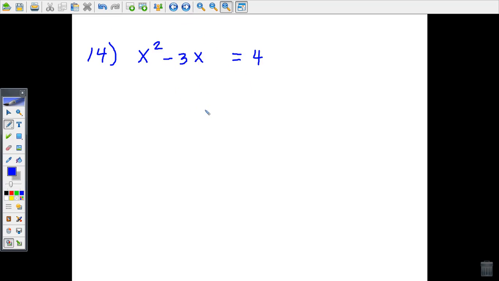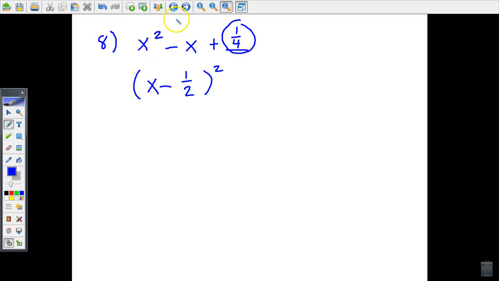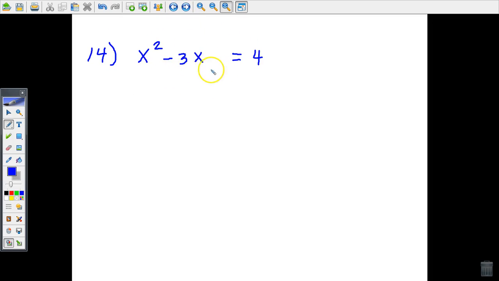Okay, now this is more like what we were doing in class today, and honestly, this is more like what you're going to do on your test. These are kind of easier problems, but on the test, you're going to have to solve quadratic equations that can't be factored, and you will need to use completing the square to do it.